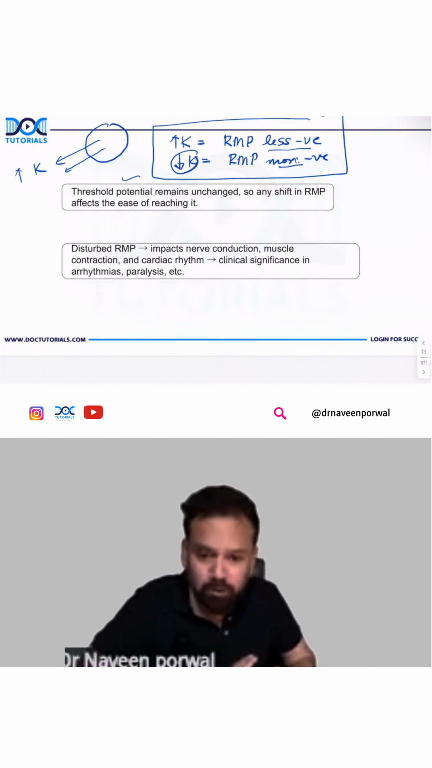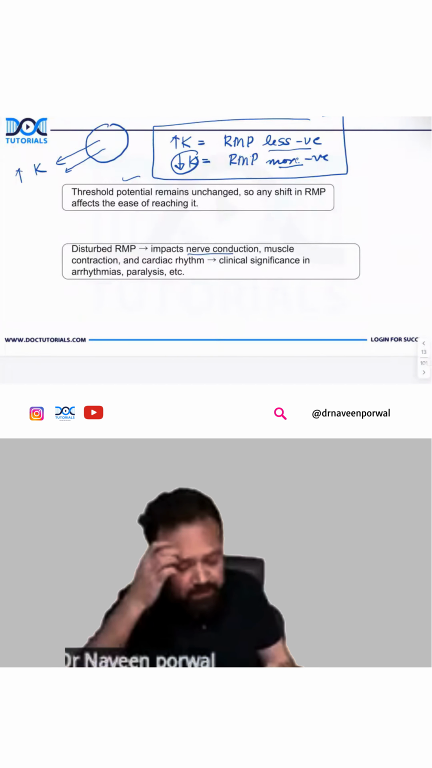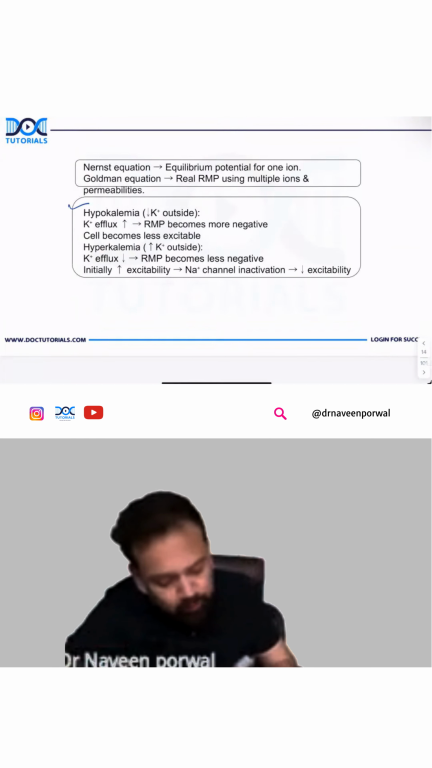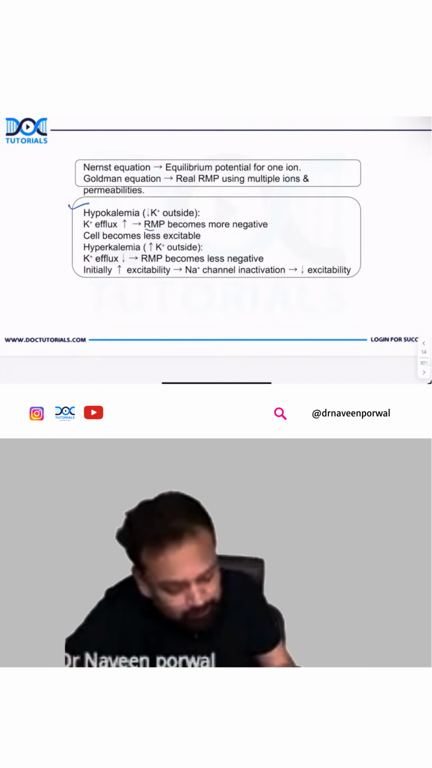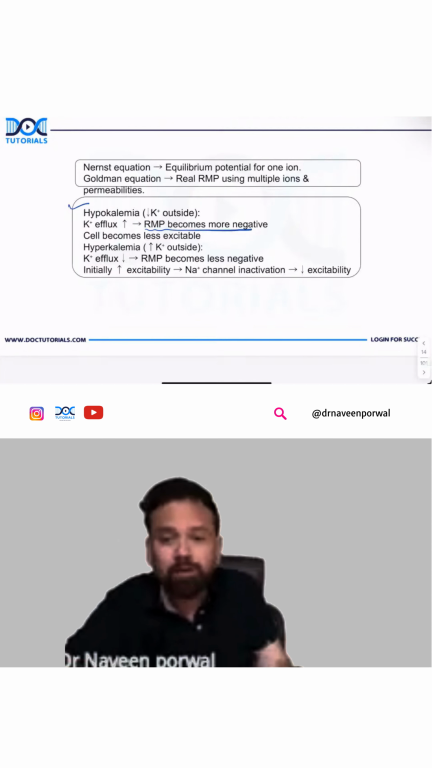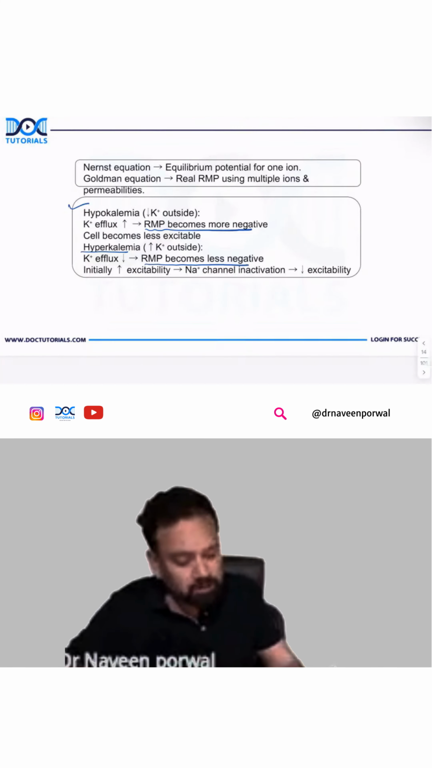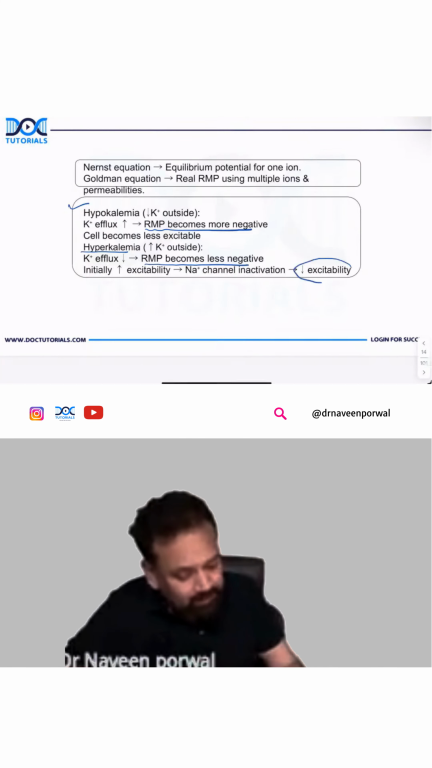Is this clear, doctor? Disturbed RMP will impact the nerve conduction. We know that. Now, in hypokalemia, I told you already, RMP becomes more negative. Cell becomes less excitable. In hyperkalemia, RMP becomes less negative. So both will cause decrease in the excitability.